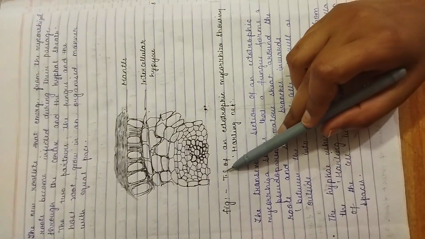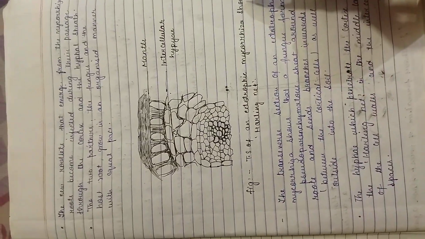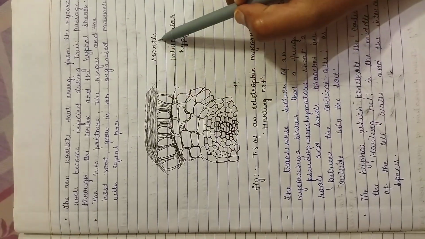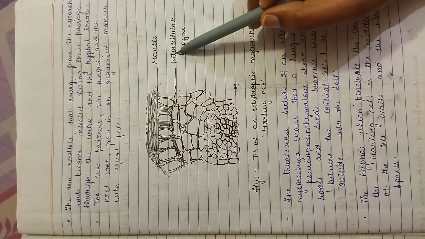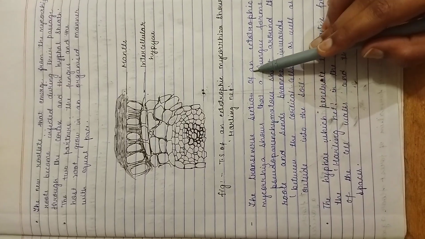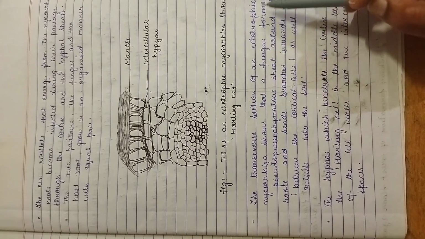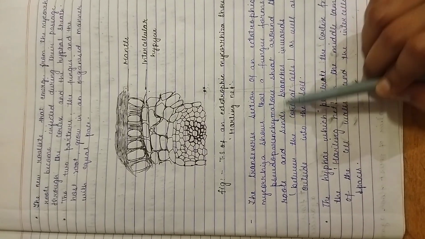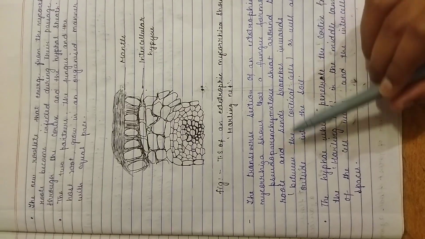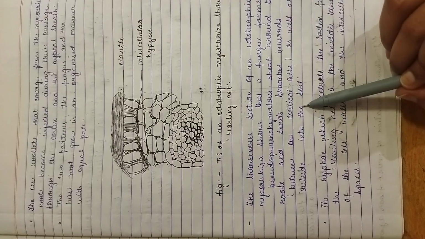This is the diagram showing the TS of an ectotrophic mycorrhiza showing the Hartig net. This is the mantle and this is the intercellular hyphae. The transverse section of an ectotrophic mycorrhiza shows that a fungus forms a pseudoparenchymatous sheath around the roots and sends branches inwards between the cortical cells as well as outside into the soil.